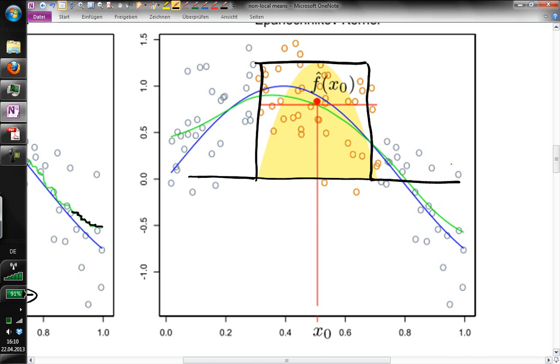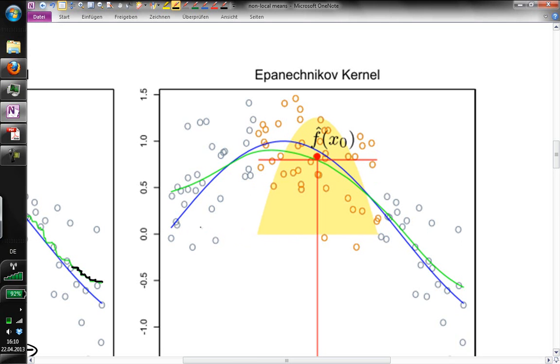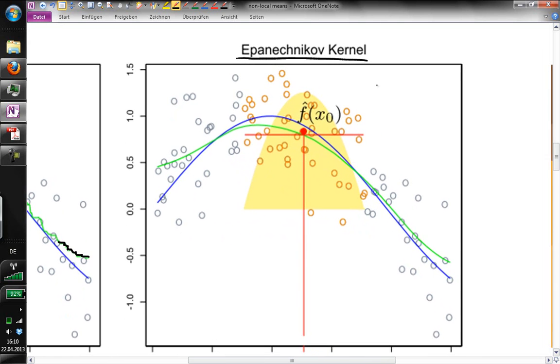Here instead, something smoother is used, something which gives 0 weight to points which are too far away, and then gives a weight that increases and decreases, and so on. This is just an inverted parabola, an inverted truncated parabola, which is a fancy name. It is the Epanechnikov kernel. It has this name after a statistician who proved that this kernel has particularly good properties in kernel density estimation.